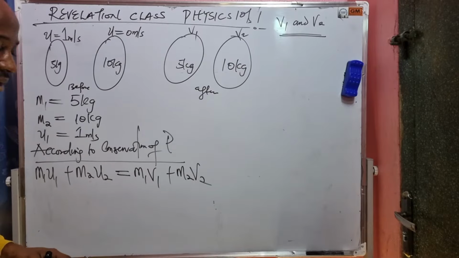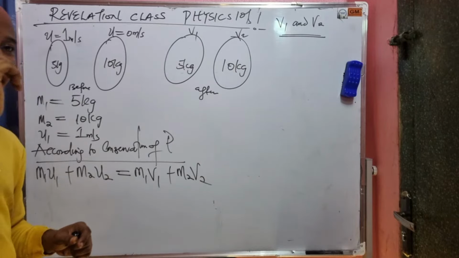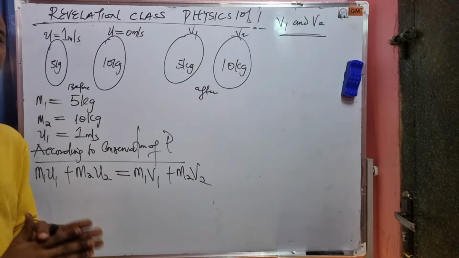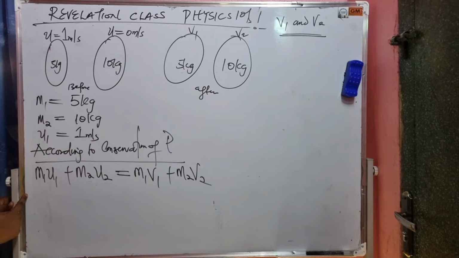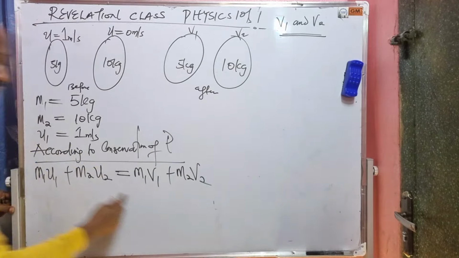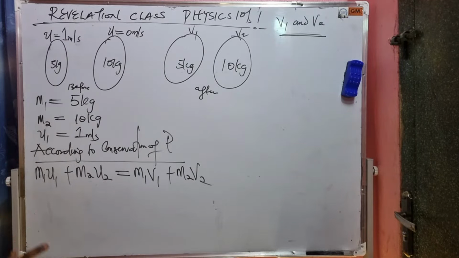Among the three types, one thing that is common is that momentum is conserved, meaning momentum before collision equals momentum after collision. This is the general knowledge, right? Now what do we do? We put these values here. So let's go.